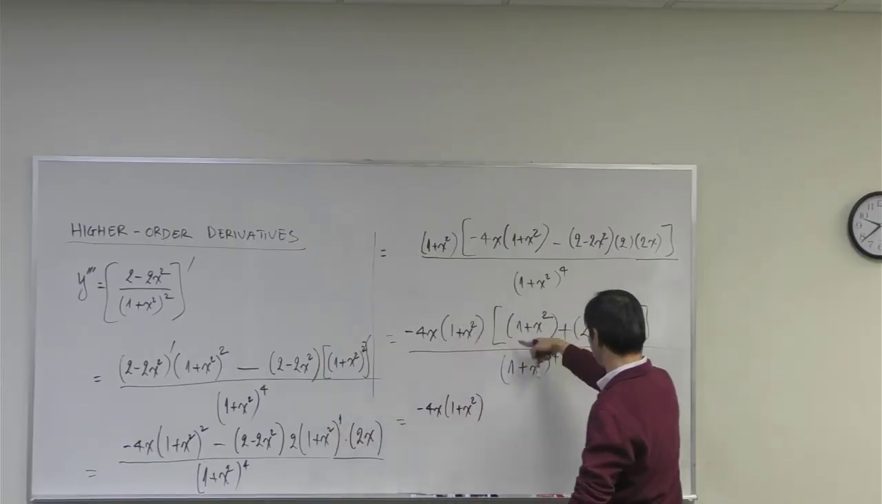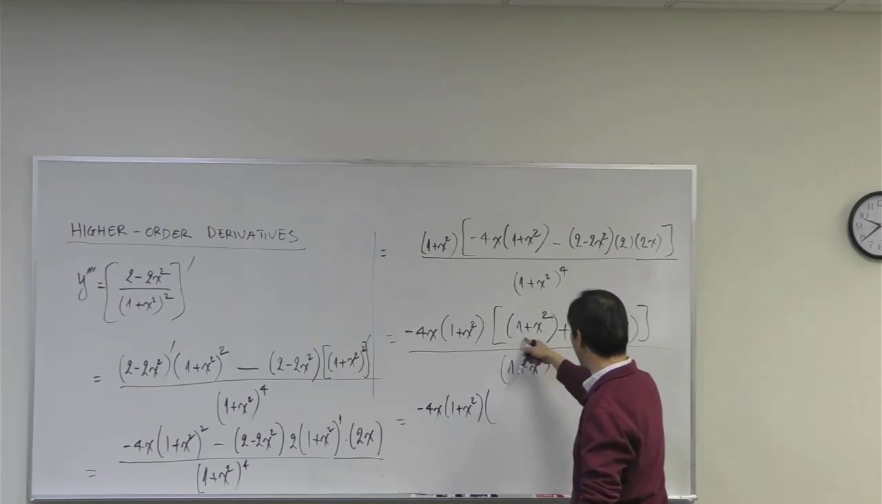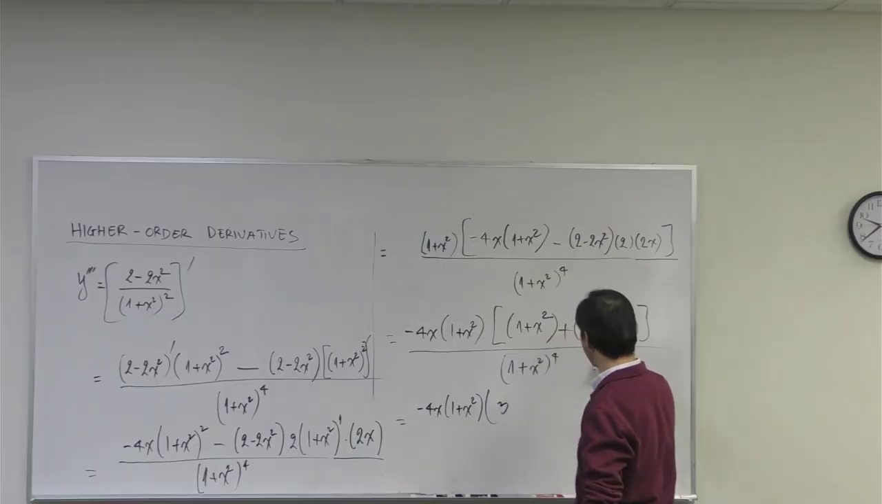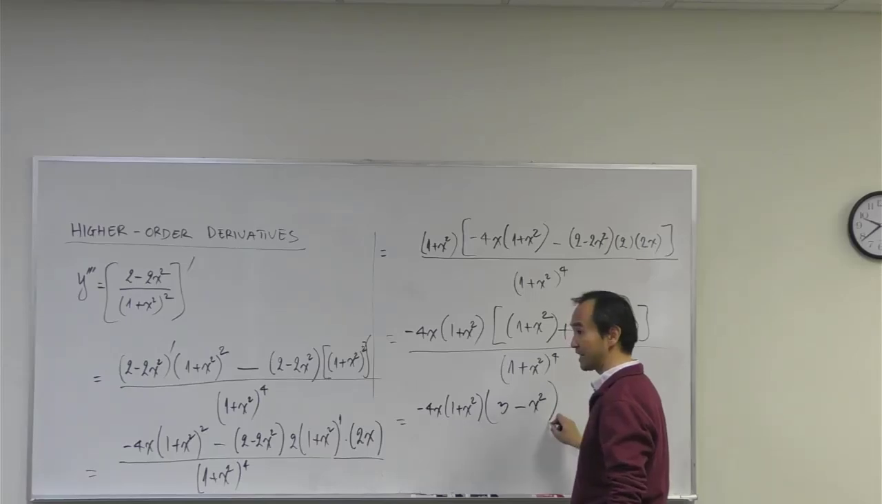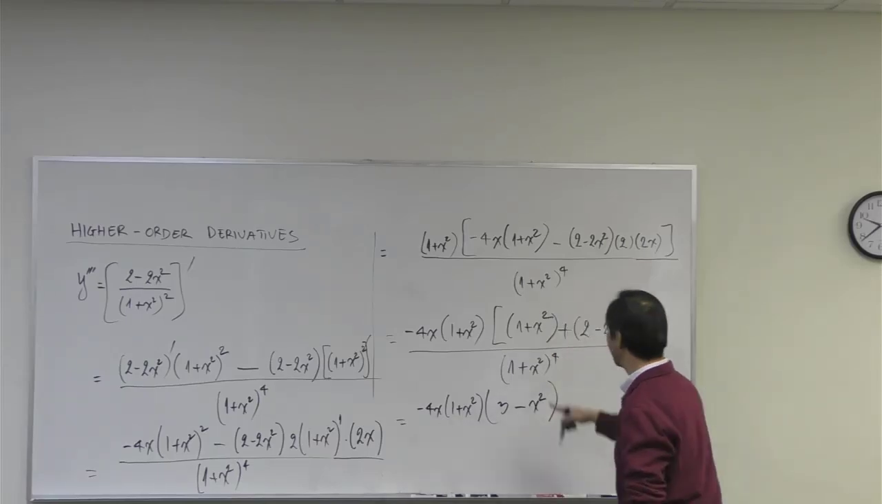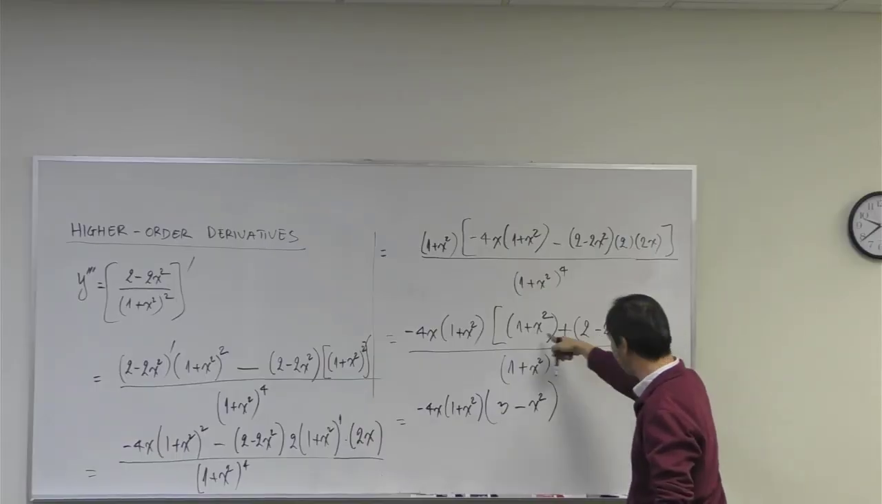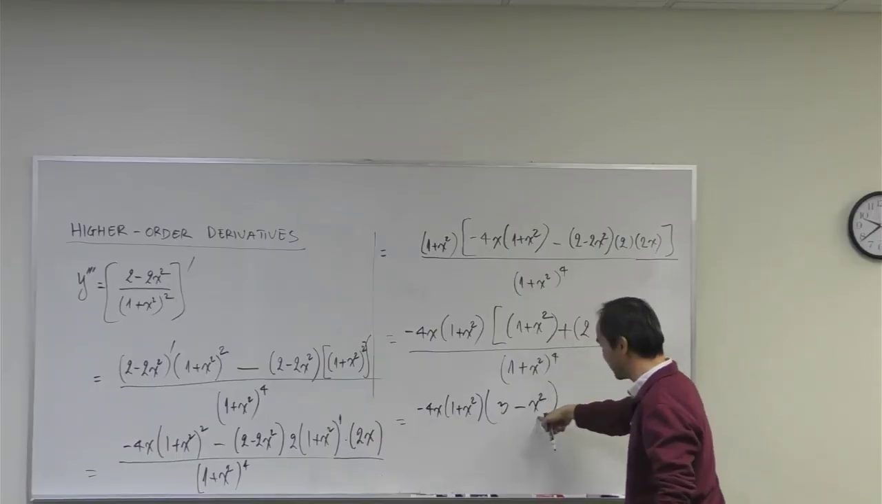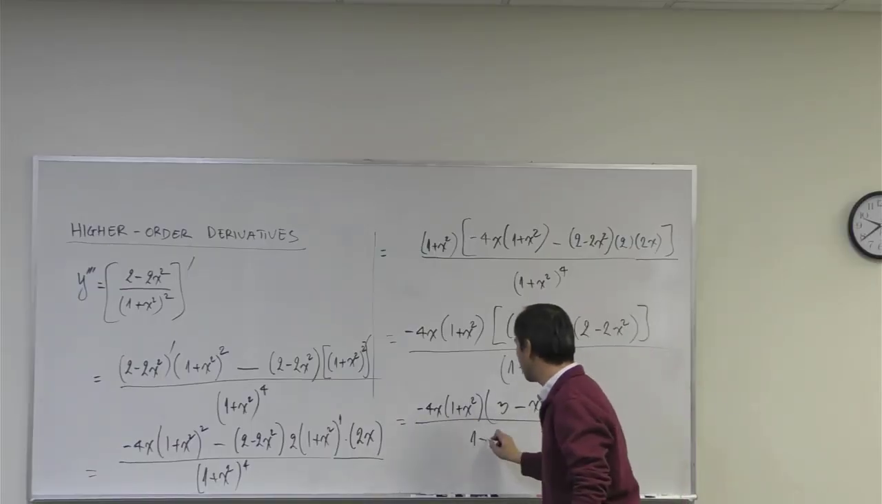Here we can start taking away the parentheses, and so the 2 combined together with that 1 right here, making it a 3. The x squared combined like terms with that, making it a minus x squared. I mean x squared minus 2x squared, making it a minus x squared. And then putting that over 1 plus x squared all to the 4th power.